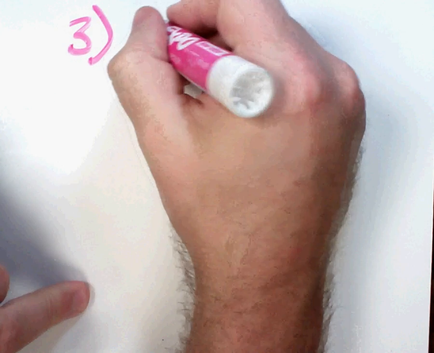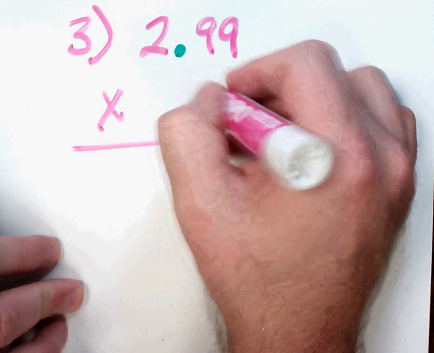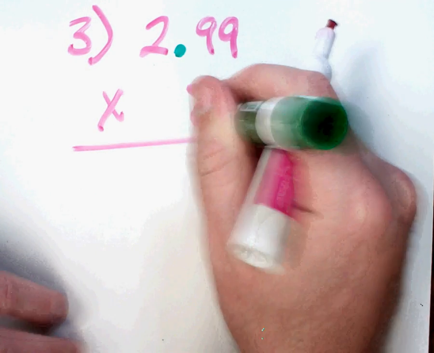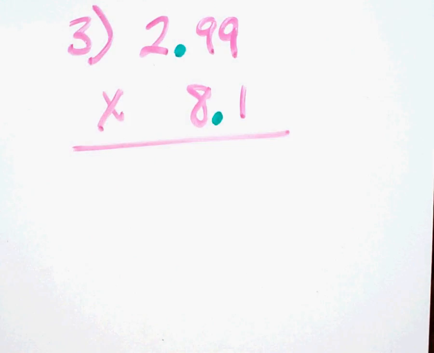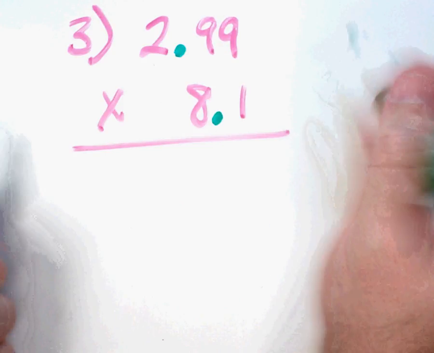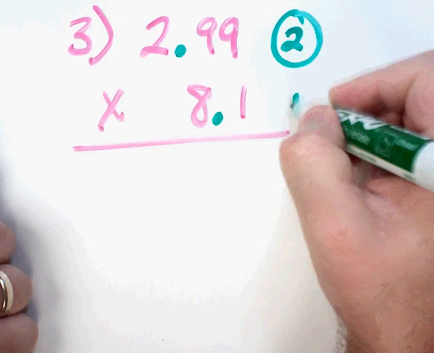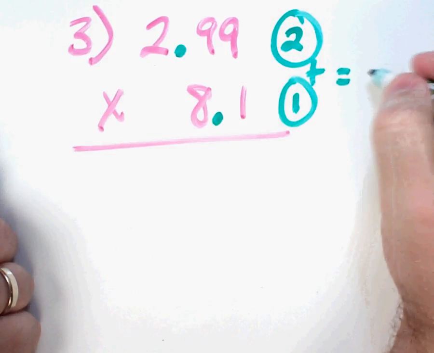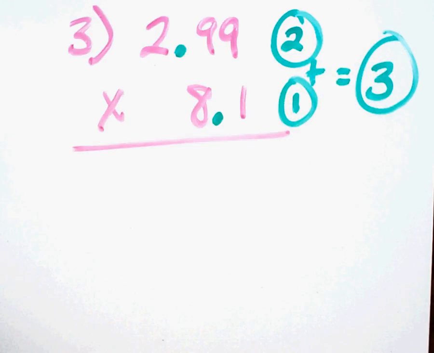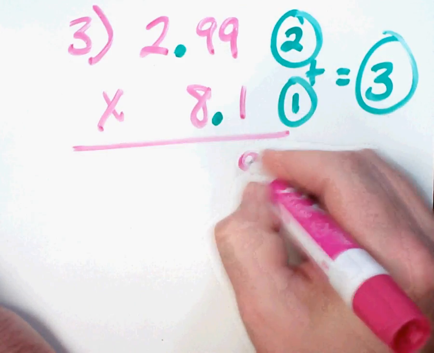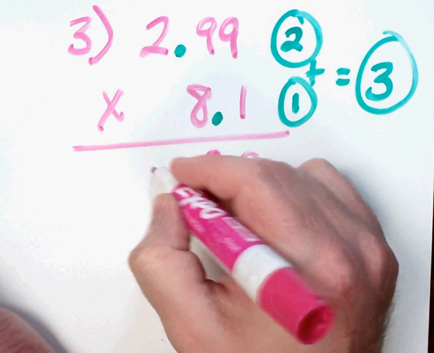So number 3 is going to be 2 and 99 hundredths times 8 and 1 tenth. So again, I want to identify how many numbers there are to the right of the decimal. So there's 2 on this first one, 1 on the second one. Add those up, and so I'm going to have on my final answer 3 numbers to the right of the decimal. And then I just want to forget about the decimal for a moment while I do my computation. All right, 1 times 9 is 9. 1 times 9 is 9 again. 1 times 2 is 2.